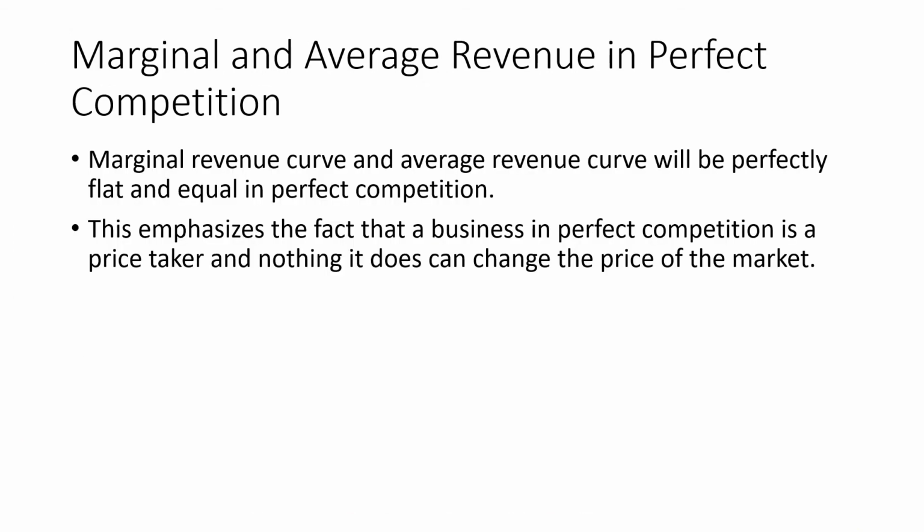We touched base on this, but marginal revenue curve and average revenue curve will be perfectly flat and equal in perfect competition. So 45 straight across the board. This emphasizes the fact that a business in perfect competition is a price taker, and nothing it does can change the price of the market. So a single business does not have influence on market price.